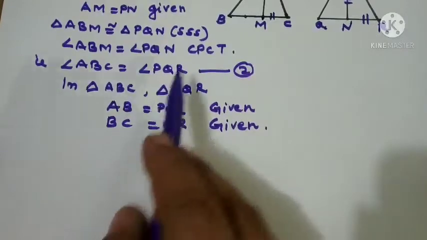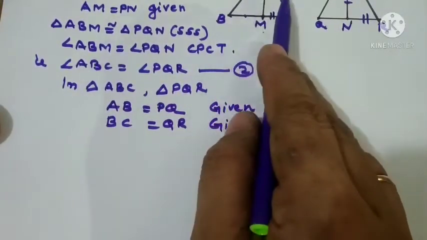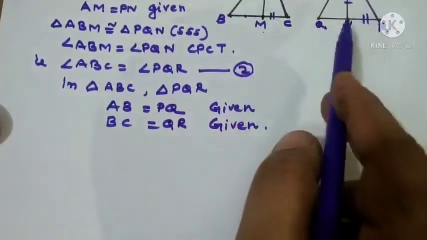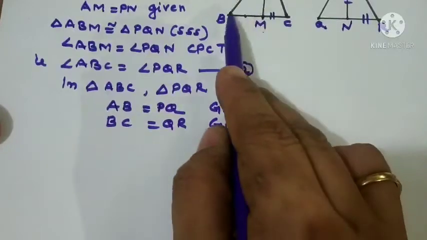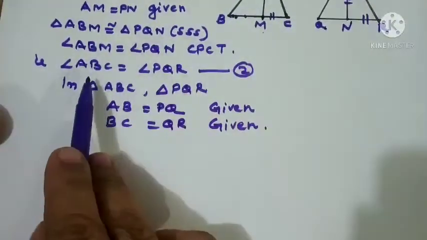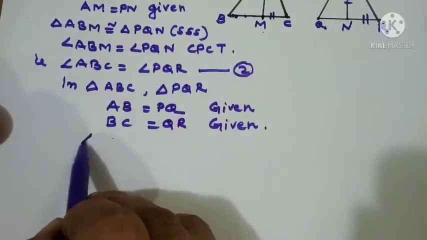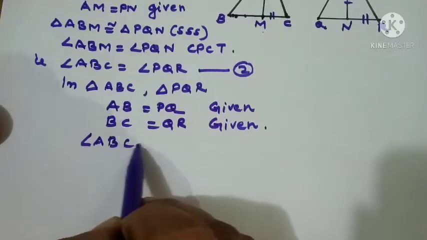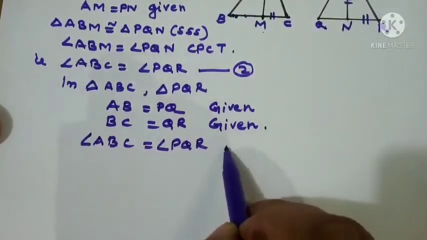Now we have 2 sides. Either one more side we should get, that is AC and PR, but there is no information regarding that. So we need the included angle, that is angle B and angle Q. Here we have written angle ABC and angle PQR are equal. So we'll write here angle ABC equal to angle PQR, proved in 2.